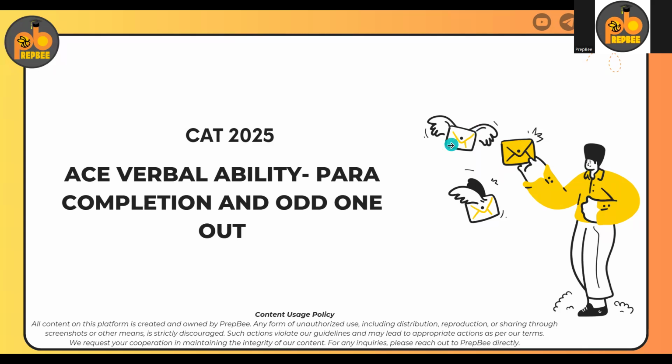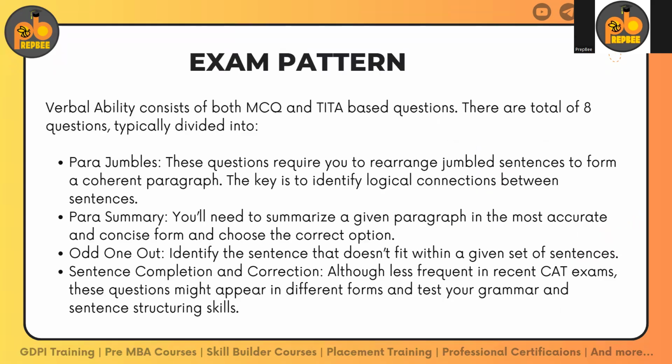So let's start. First, giving you a very little brief about the exam pattern. So, as you all know, verbal ability consists of both MCQ and data-based questions. There are a total of 8 questions, and they are divided into para jumbles, para summary, odd one out, and some sentence correction or completion.